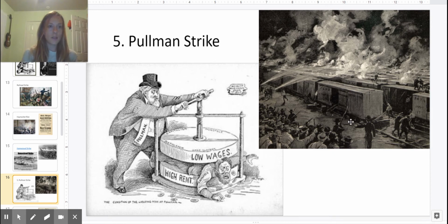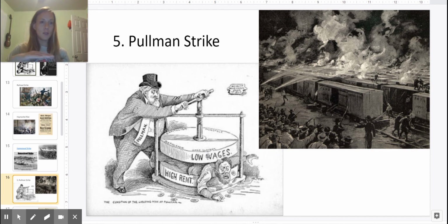And so what happens is these strikers go on strike because this guy also owns the land that they live on. So he's also their landlord, and they have to pay him rent. And so they have to pay him rent, and he pays them. And so what he does is he raises their rent, but he doesn't raise their pay. And so basically they're kind of stuck, just like this cartoon shows.